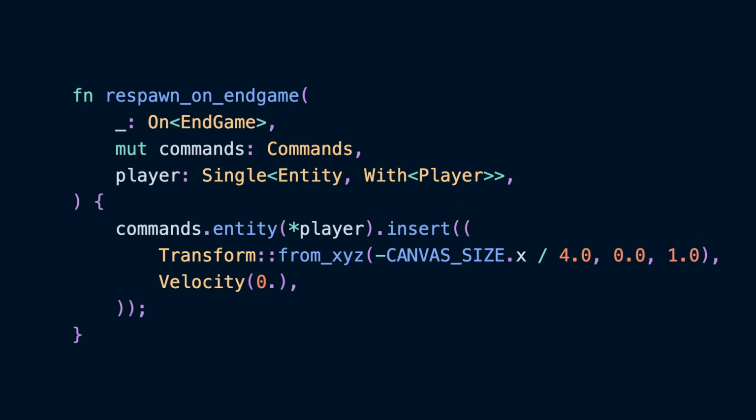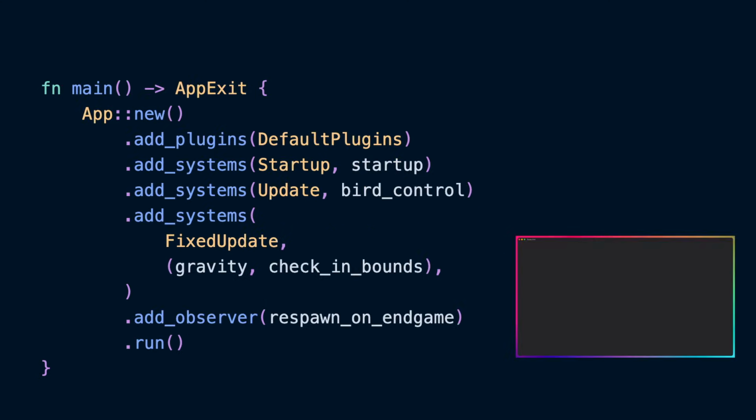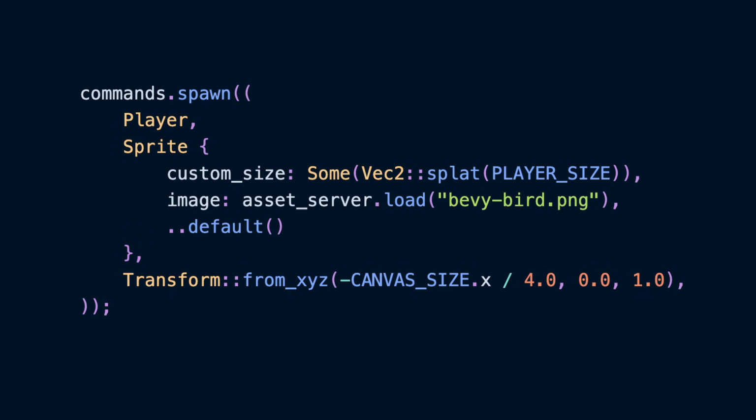Specifically, it will respawn at 1/4 of the canvas width from the left. The value here is negative because we're offsetting it from the center of the screen. This will make it more obvious that the respawn is actually doing what we want it to, and also is where we want the bird to end up anyway. We finally need to add the observer to our application, which we can do with the app add observer function. After confirming that the player respawns on the left side of the stage, we can change our original spawn to also spawn in the correct X location in the first place.